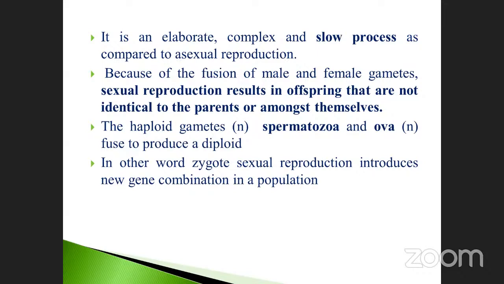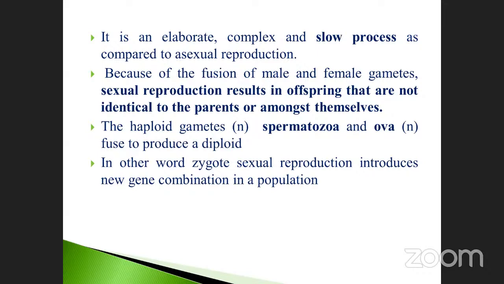Okay, the M phase has what phases? What are the phases in mitotic cell division? Prophase, metaphase, anaphase, telophase, like that. Isn't it? That's why it is called mitotic. See, that is called complex. It is a slow process compared to asexual reproduction.